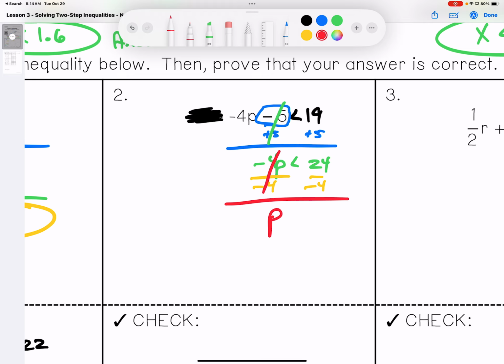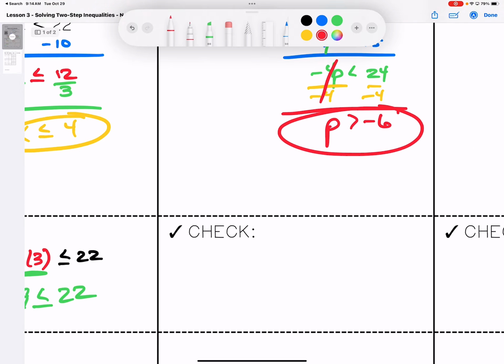I divided both sides by a negative, so I have to flip the sign. Some of you are thinking, well, if I flip the sign, the answer is always going to be negative. That's not correct. If that was a negative 24, it became a positive 6. So just because the answer is a negative, that has nothing to do with flipping the sign. So don't get that misconception in your head.